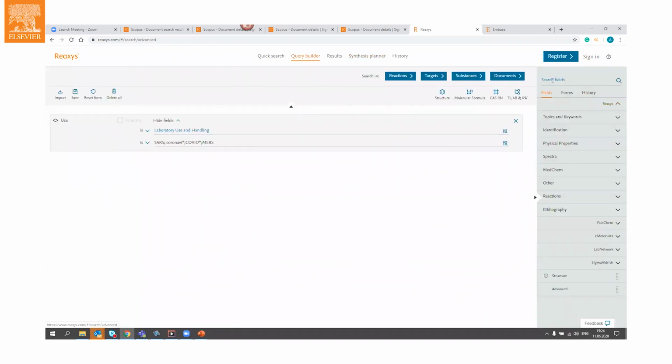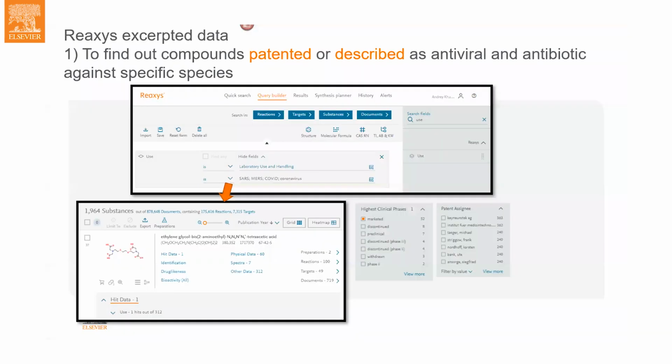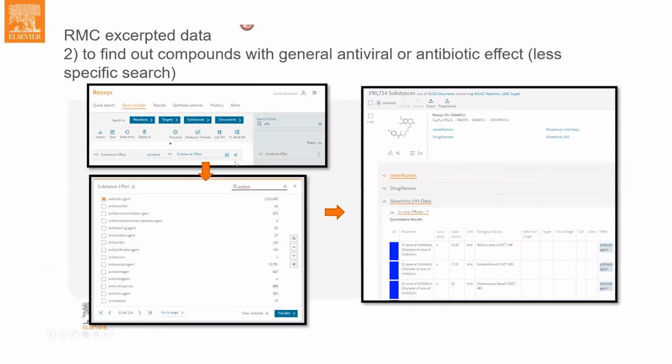And again, we started from the query builder, used the field, and found compounds which are reported to be active against some viral disorders. You can play with it by yourself. It's what I advise you. You can try neoplasm, cancer, or whatever, and you will find reported compounds. So this is Reaxys strategy number 1. Reaxys strategy number 2 is to use the substance effect search field.